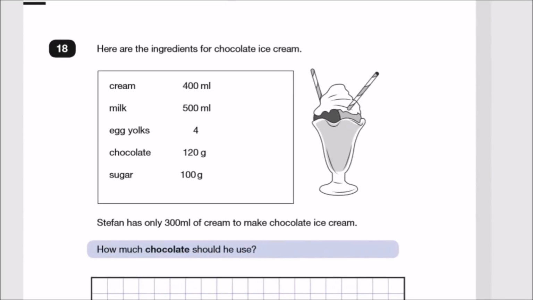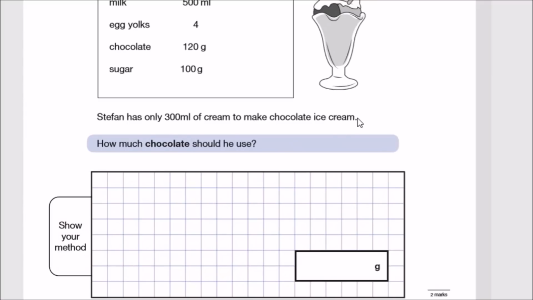Next one, number 18. So here are the ingredients for chocolate ice cream. You're given a lot of information here. Now Stefan has only 300 milliliters of cream to make chocolate ice cream. How much chocolate should he use? Right, so for cream, you need 400 milliliters. You can see that he actually has 3/4 of this. So that means for chocolate, he needs 3/4 of 120. So 3/4 of 120.